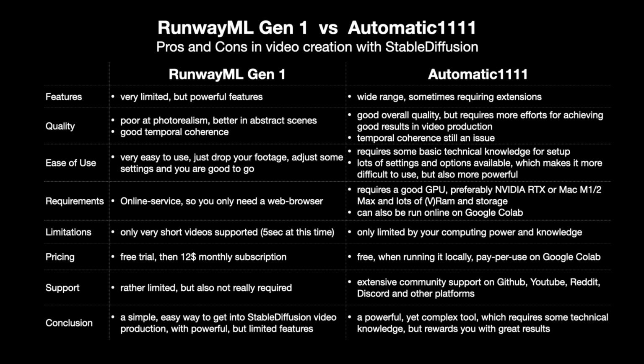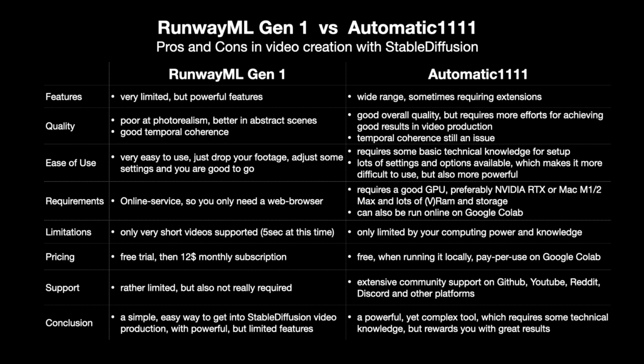There is a great restriction with Runway Gen 1. At this time, the maximum length of videos can be only 5 seconds, and I think that's a very severe restriction, which makes it not really suitable for professional projects. But maybe that's going to change over time. With Automatic1111 you can do anything you want, and it's only restricted by your own computing power and knowledge. It's also free, as long as you run it on your local machine, while there's a $12 monthly subscription fee at Runway after a free trial.